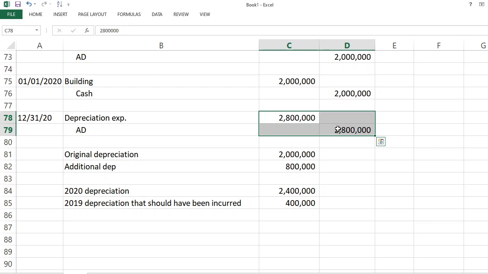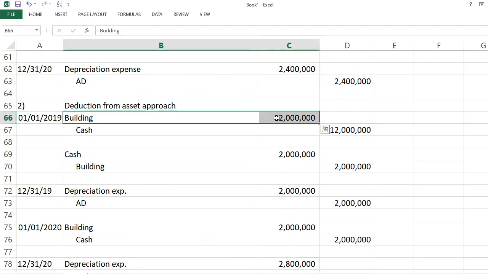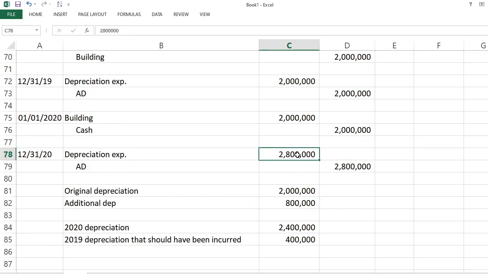Simply put, depreciation as if there were no grant. If there had been no grant, the original cost would have been 12 million. 12 million divided by 5, so that's 2.4. Plus, the grant last year that we deducted, we should add back, because it is depreciation as if there were no grant. So, plus 400,000. So, that's 2.8.